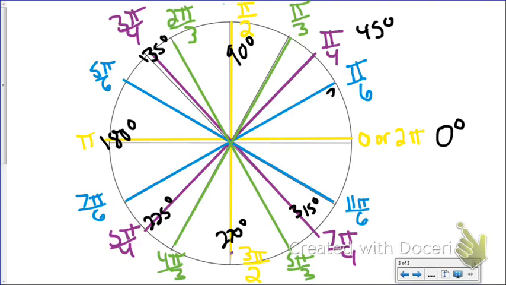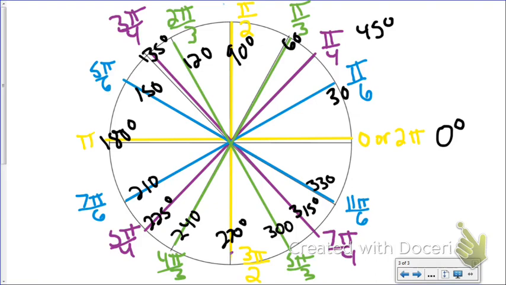Then I know I've got 30, and I'm going to count by 30s. 30, 60, 90, 120, 150, 180, 210, 240, 270, 300, and 330. So there's my degree values. And then again, if I went all the way around, I'd be at 360.